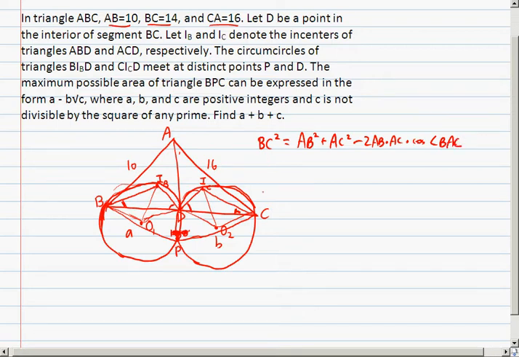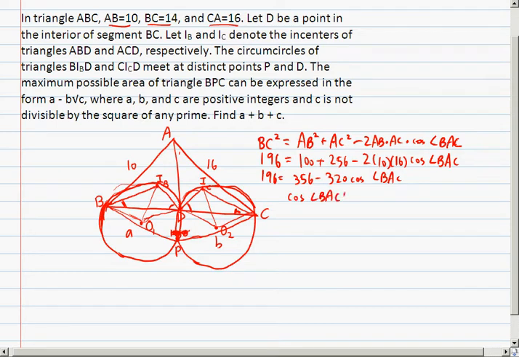Substituting the given values, we have 14 squared, or 196, equal to AB squared, which is 100, plus AC squared, which is 256, minus 2 times 10 times 16 times cosine of angle BAC. Simplifying the right-hand side, we get 356 minus 320 times cosine of angle BAC. And so cosine of angle BAC is 356 minus 196 all over 320, which simplifies to 160 over 320, or 1/2. And so BAC is 60 degrees.